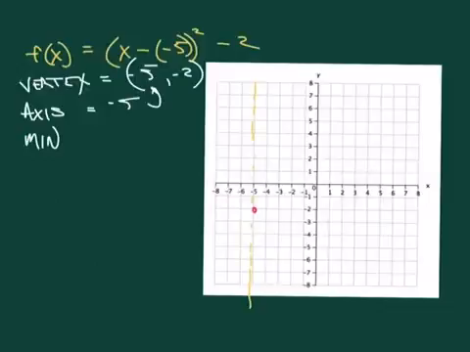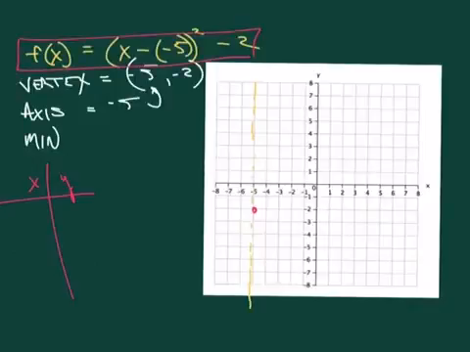We have a minimum point, so that means it's going to go like that, well, through that point right there. Alright, and we need to find some more points. We can graph this. So let's do an X and a Y, and we are going to find some numbers to put in there for X and kick us out a Y.